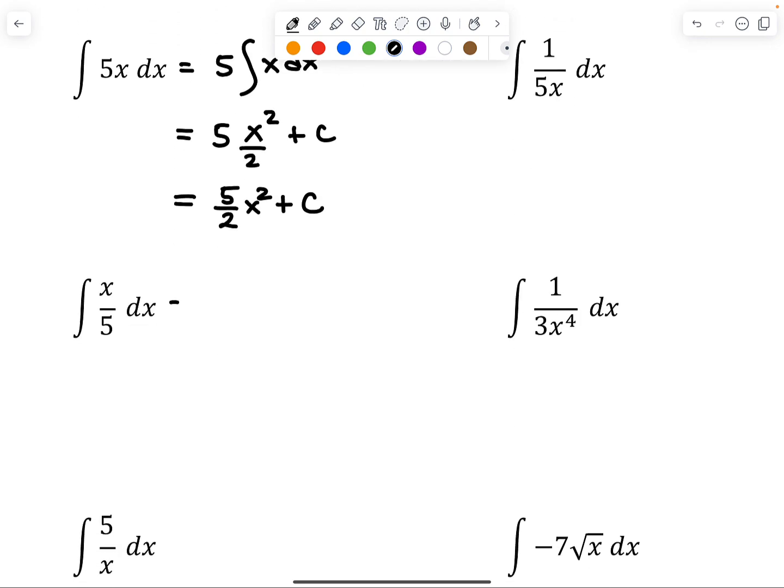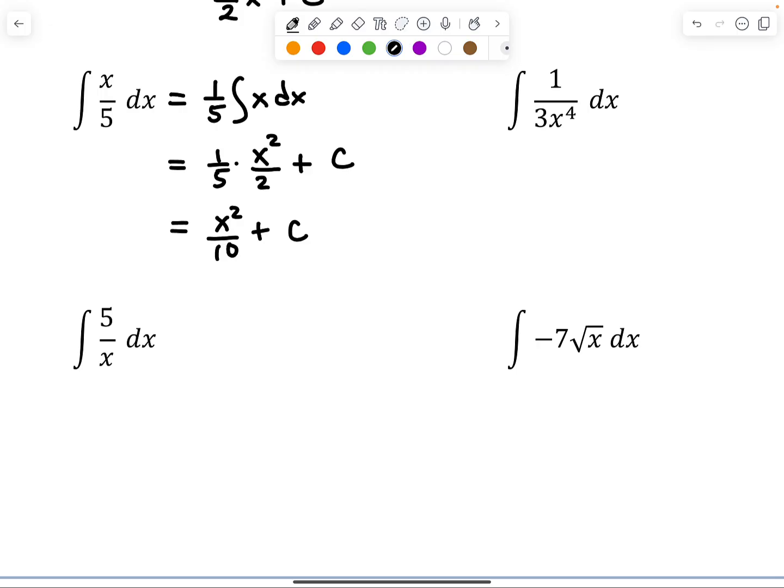Next example, when you have x divided by 5, just think of that as 1/5 of x and factor the 1/5 out. And then we use the same rule. We have 1/5 times, and then the antiderivative power rule gives me x squared over 2 plus c. And then I can multiply the 5 and 2 and make it 10. So I can say 1/10 of x squared, or I can also say x squared over 10.